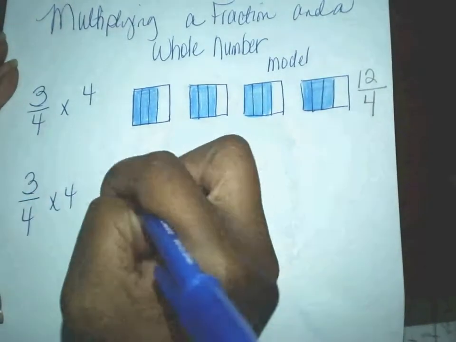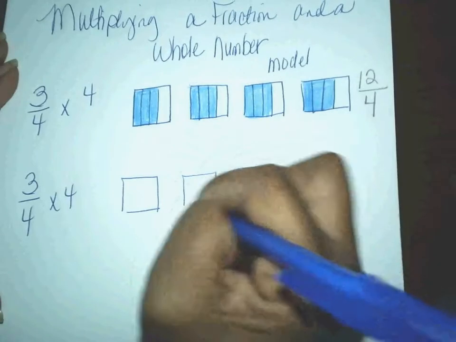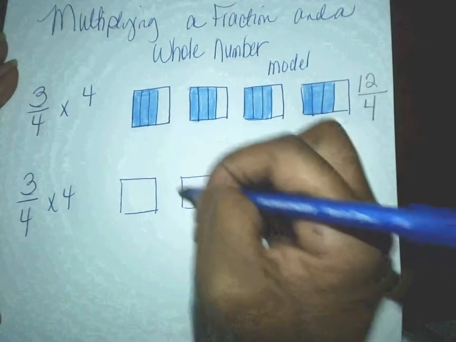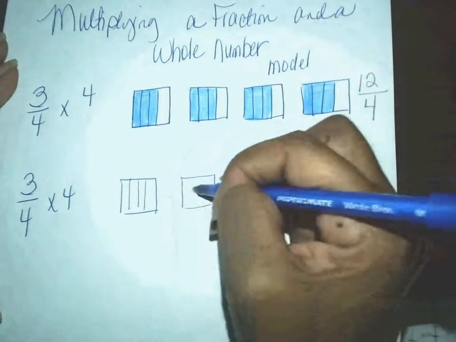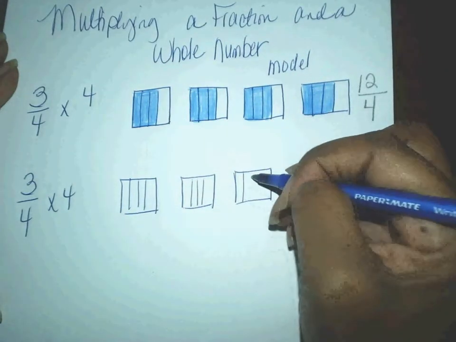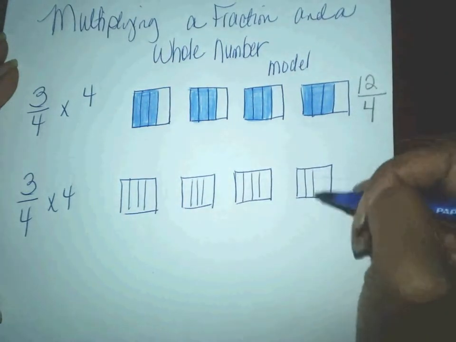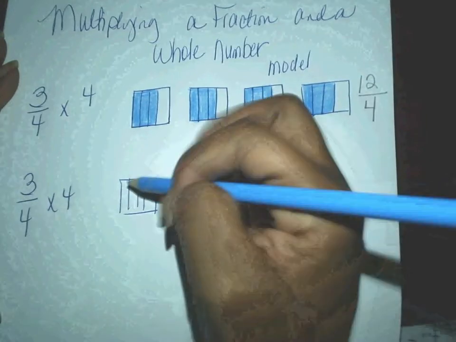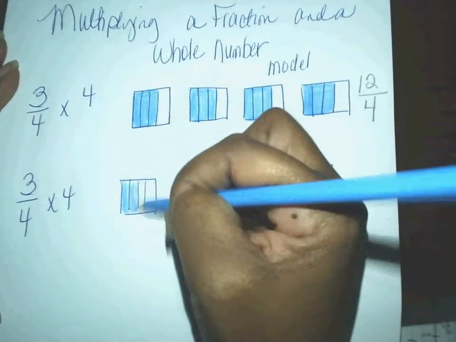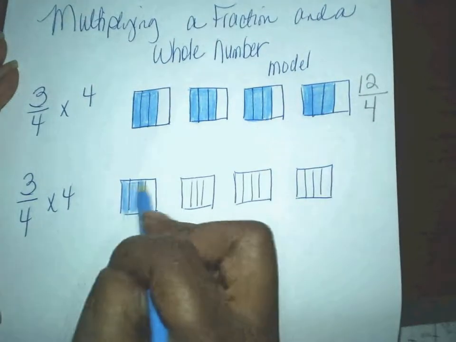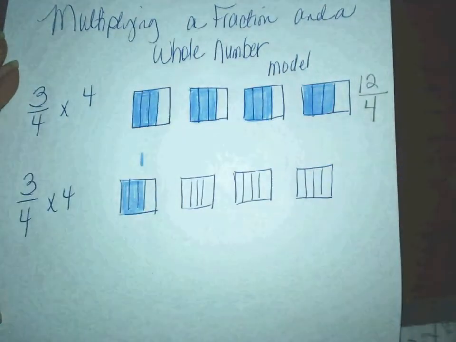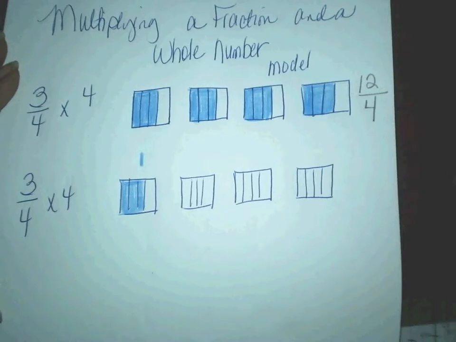3/4 times 4. The same 4 boxes, but what I'm going to do is make this a continuous model. 1, 2, 3. What that means is that instead of skipping the boxes, I'm going to make a continuous shade. I'll show you what that looks like. I'm going to do 3/4 here. So that's 1, 2, 3. That's one group of 3/4.